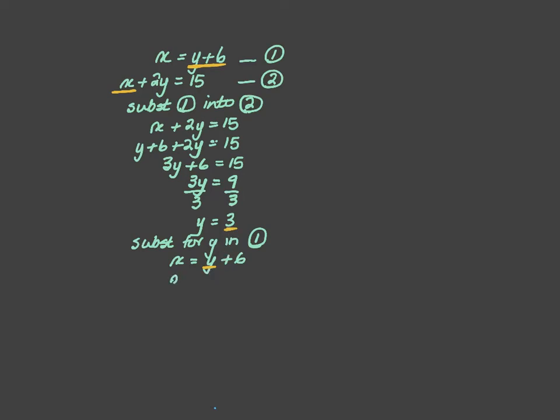On the left-hand side, it's x is equal to, and instead of y, I'm substituting 3 plus 6. Now I have a solution for x. x is equal to 9.